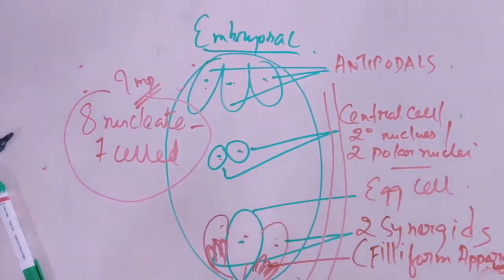The antipodals don't have any particular function. The polar nuclei, we'll see in class XII, are going to help us in the fertilization. And the embryo sac at maturity is eight nucleate, seven celled.